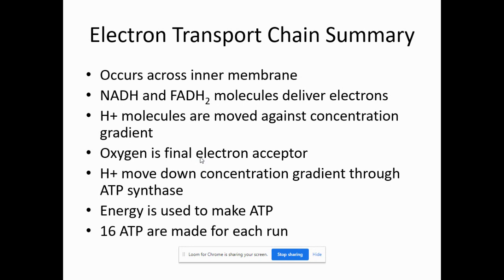So the electron transport chain occurs across the inner membrane. Here you have those electron carriers deliver their electrons to the chain. The energy from the redox reactions in the staircase is used to shuttle hydrogen ions against their concentration gradient. Oxygen is at the bottom of the staircase, pulling those electrons down the staircase, and it serves as the final electron acceptor. The only way that hydrogen can go down their concentration gradient is through the enzyme ATP synthase, which uses the energy from the hydrogens going down their concentration gradient to make ATP. Every time you have a run of the electron transport chain, around 16 ATP are made. But remember, for the breakdown of one glucose molecule, you have to multiply this number by 2, and you get the 32 that we saw earlier.